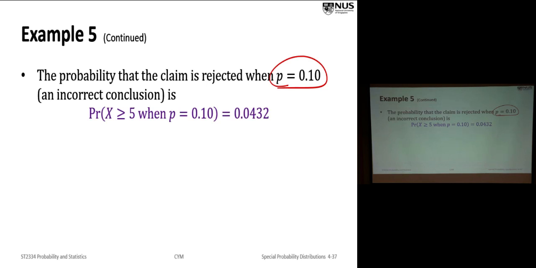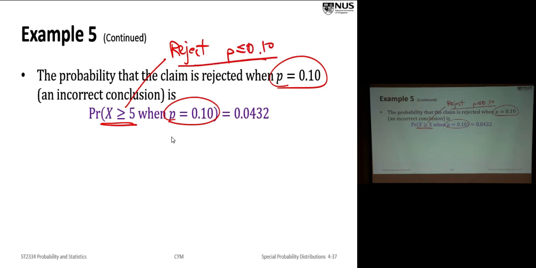You are wrong. P is bigger than 0.1. All right? So this one is, suppose P equals 0.1. Then we make the decision. We reject the statement P is less than or equal to 0.1, and claim that P is bigger than 0.1. So this is wrong. So we will try to work out how likely I make a mistake.